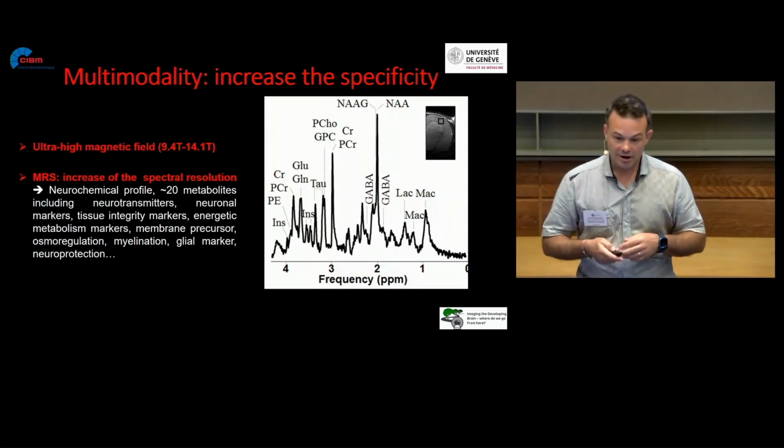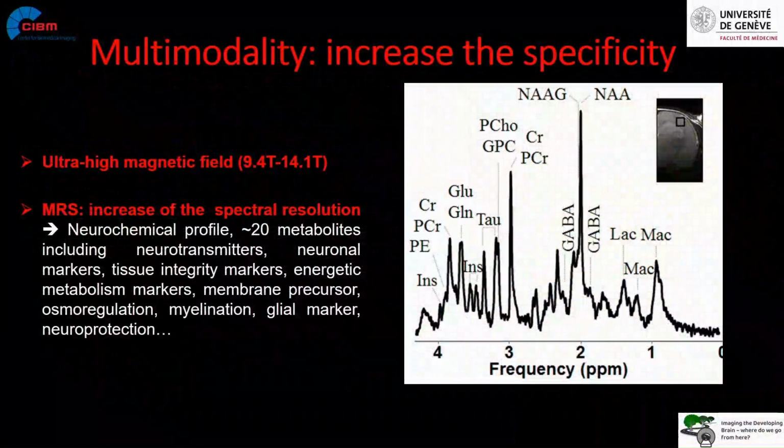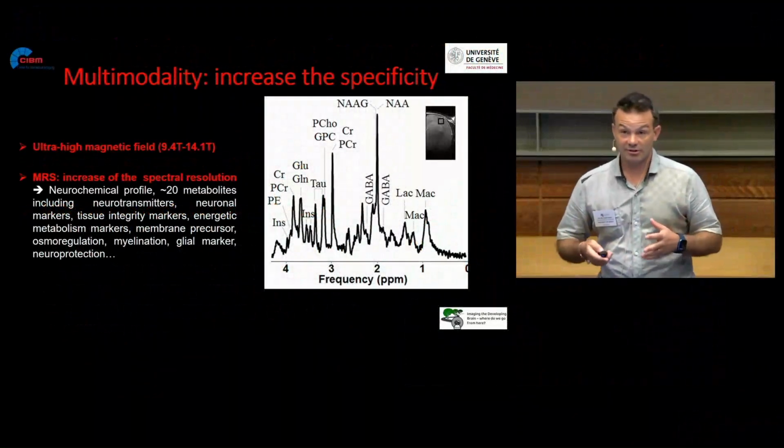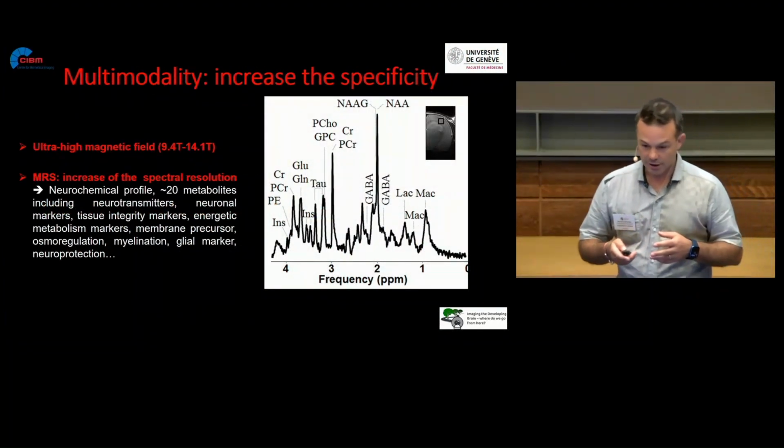So we are able to have very, very nice spectra here in the cortex of the rat, where we have access to roughly 20 metabolites that we can absolutely quantify. And in these metabolites, you have neurotransmitters, neuronal markers, tissue integrity markers, energetic metabolism markers, membrane precursor, osmoregulation, myelination, glial markers, neuroprotection. So plenty of neurochemical information that is very interesting when you are working on the animal models.